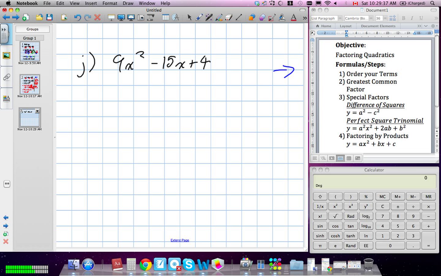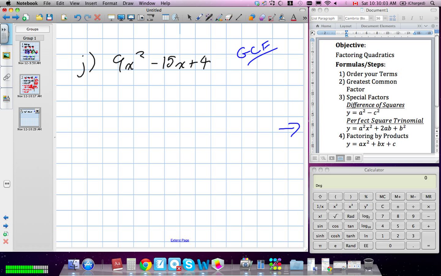Is it a difference of squares? The difference of squares only has 2 terms. Remember, I have a squared minus c squared. So it's definitely not a difference of squares. What about a perfect square trinomial? It could be. Okay, let's try it. Square root the first and the last term. What do we get? 3x and 2. Okay, so let's find this out.